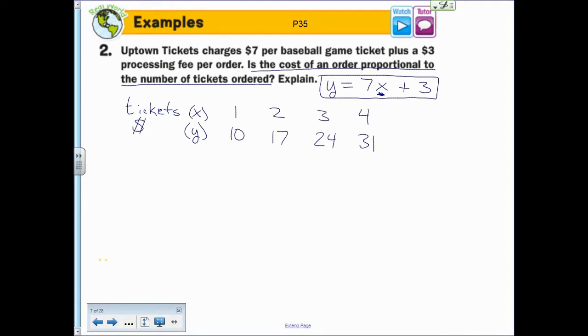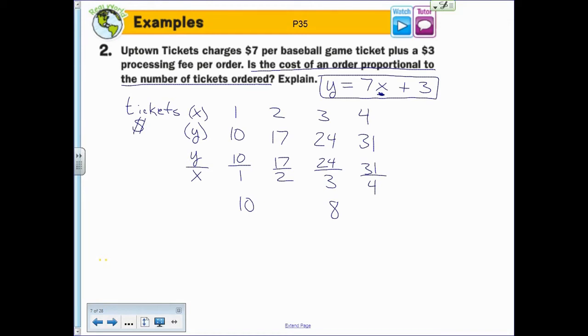To see whether or not this is proportional, I want to take Y and divide it by X. So I want to put 10 on top and 1 on the bottom, 17 on top and 2 on the bottom, 24 on top and 3 on the bottom, 31 on top and 4 on the bottom. And then I want to check to see, are those equal? 10 divided by 1 is 10. 17 divided by 2, that doesn't divide evenly. But let's go over here to this third one. It says 24 divided by 3 is 8.